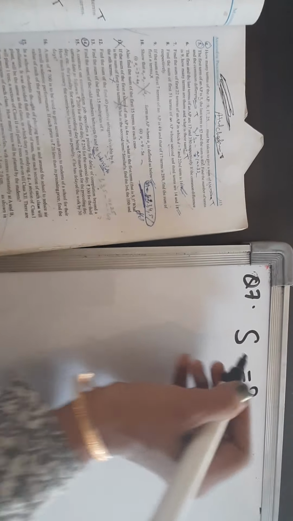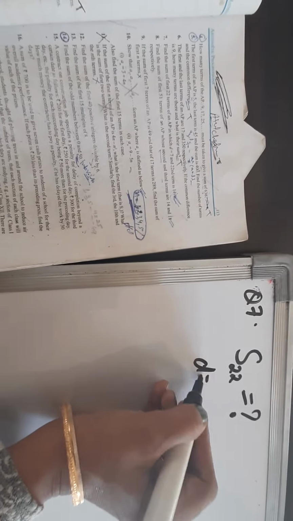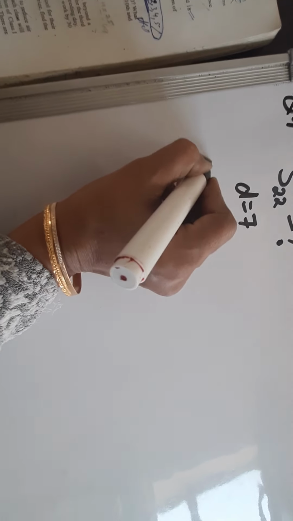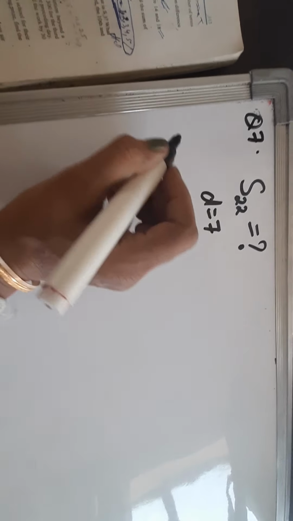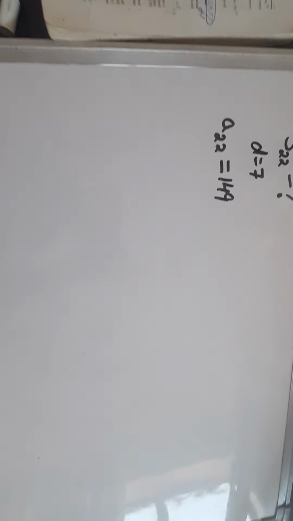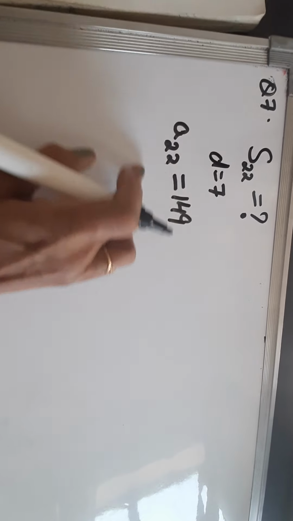Similarly, let's read question number 7. Find the sum of 22 terms. So for find, let us place a question mark. Sum of 22 terms means S22 we need to find out, of an AP in which d is 7 and 22nd term, 22nd term means an, a22, is equal to 149. So as I told you, start the question from the given part.